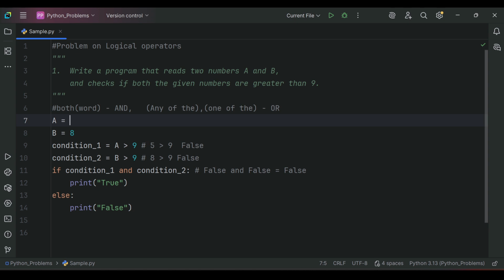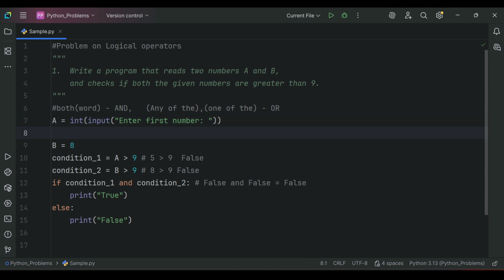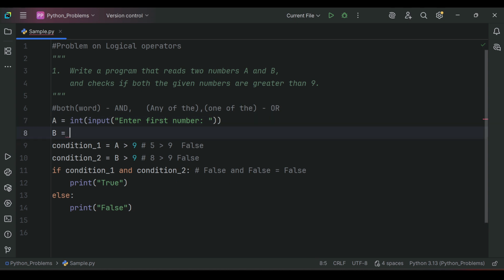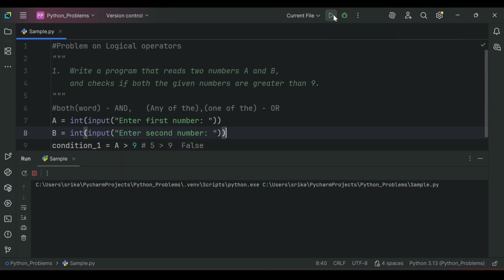Now this problem I will check with user input. Int input, enter first number. Int input, enter second number. Okay, now check this. For the first number here I am giving 9 and for the second number I am giving 8.